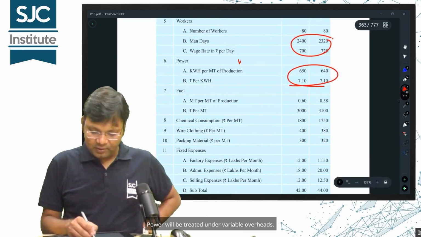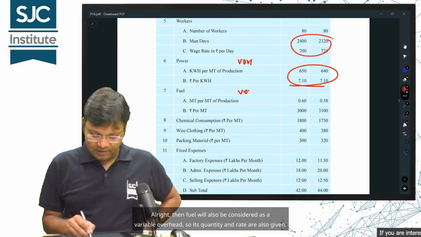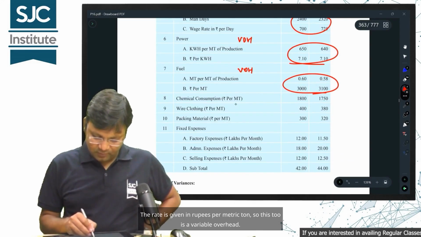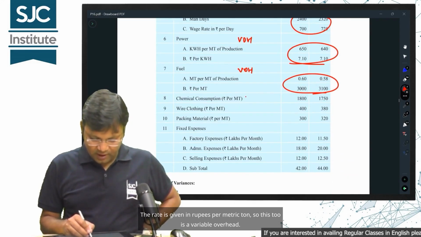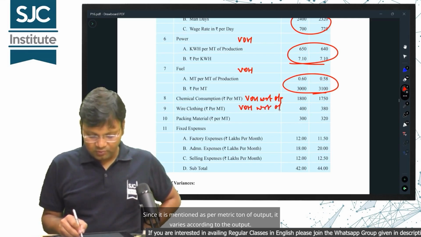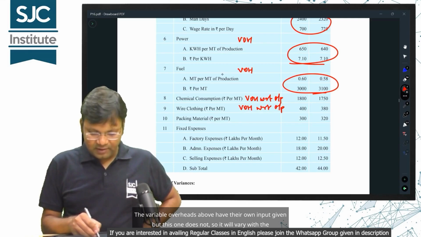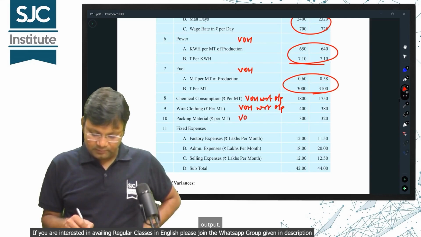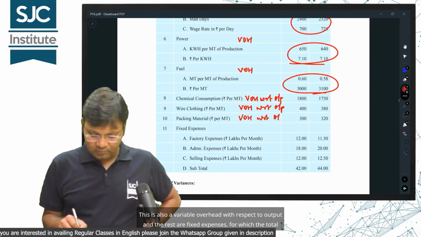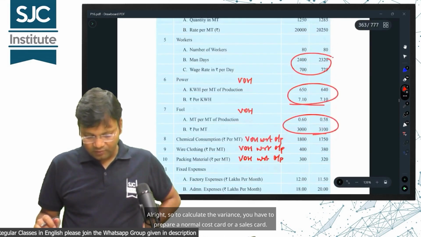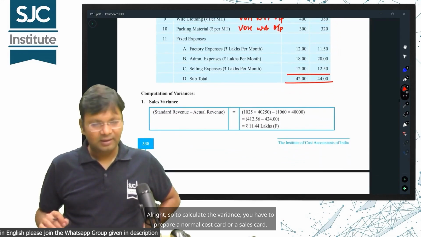Power will be treated under variable overheads. Then fuel will also be considered as a variable overhead, so its quantity and rate are also given. The rate is given in rupees per metric ton, so this too is a variable overhead. With respect to output, wire clothing is also a variable overhead. Since it is mentioned as per metric ton of output, it varies according to the output. The variable overheads above have their own input given, but this one does not, so it will vary with the output. This is also a variable overhead with respect to output, and the rest are fixed expenses for which the total has been given. So to calculate the variance, you have to prepare a normal cost card or a sales card.